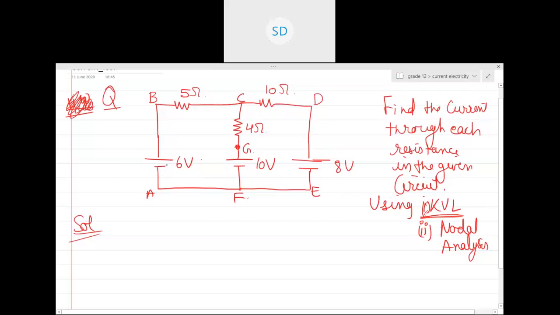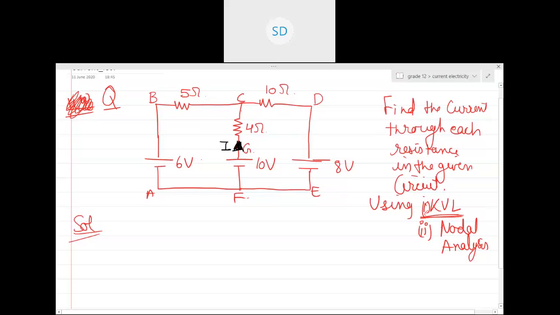So, guys, first of all, which battery shall I choose for the initial current to come out? Which battery? 10 volt, 8 volt, 6 volt. 10 volt. Generally, we take the biggest battery. So let's take out the current from this battery. Let's say the current is I.